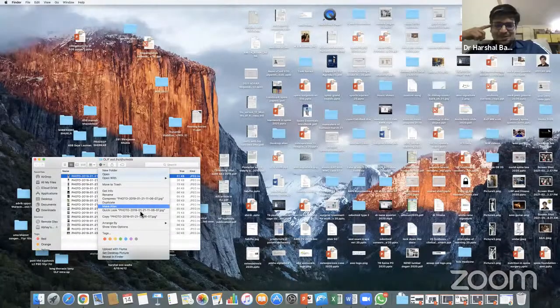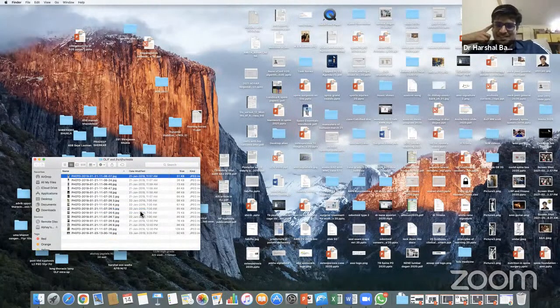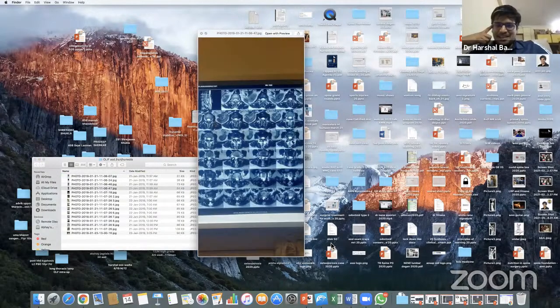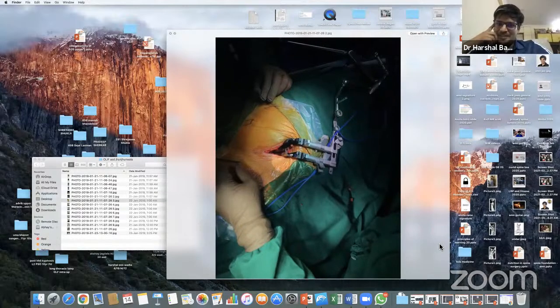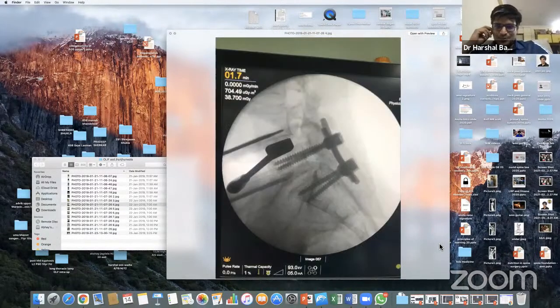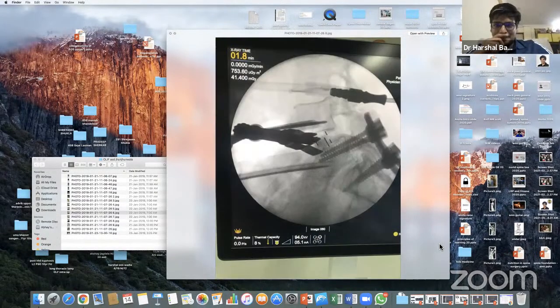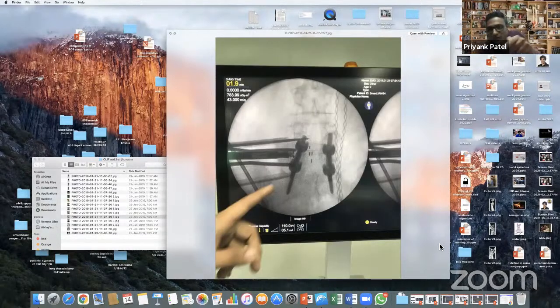So basically, I wanted to take this to dynamic compression, and secondly, the role of indirect decompression, because there's a lot of talk about indirect decompression. So which are the cases where we should do it? Just before finishing, since you spoke about indirect decompression, Ayush, who does OLIF a lot, has set a protocol and he's happy with it, where he does an anterior plate in the OLIF cage.